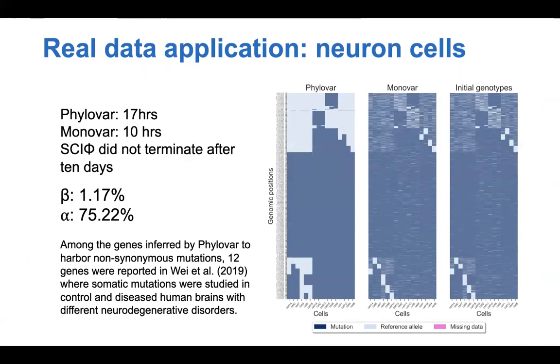Phylovar processed it in around 17 hours, but SciPhy could not terminate the job after 10 days. Phylovar detected around 75% false positive error rate for this data, which is a very large value. We realized that among the non-synonymous mutations detected by Phylovar, 12 mutations occurred in genes related to neurodegenerative diseases.